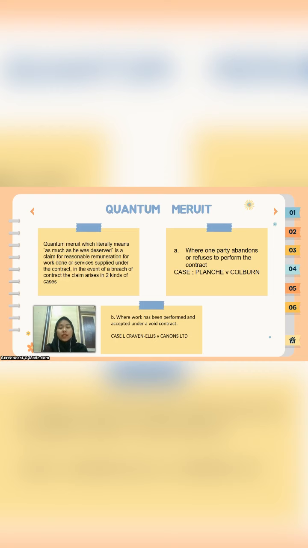If there is an existing contract which does not have the details, such as the price not being fixed, the seller is entitled to a reasonable price as a quantum meruit.